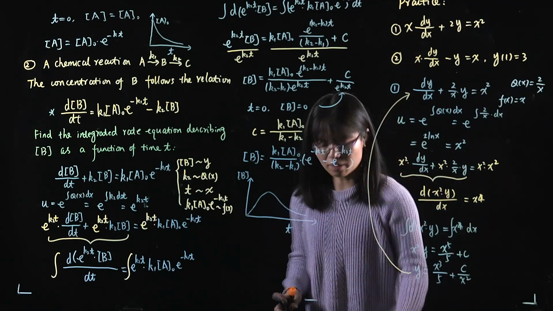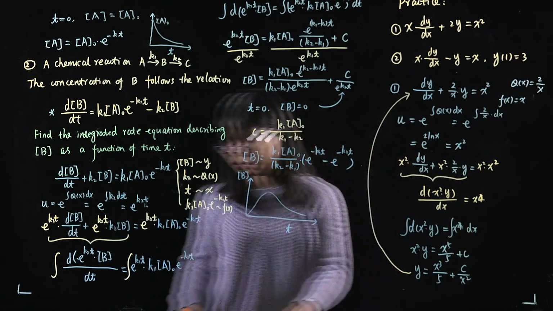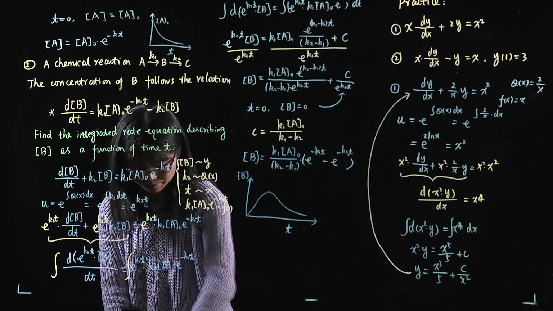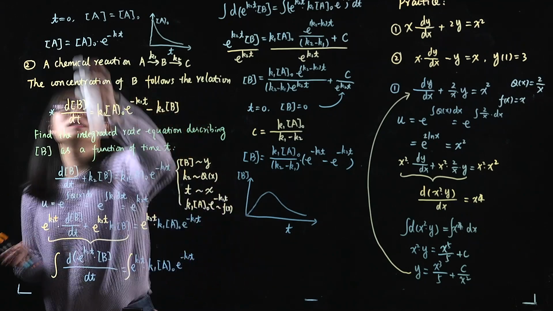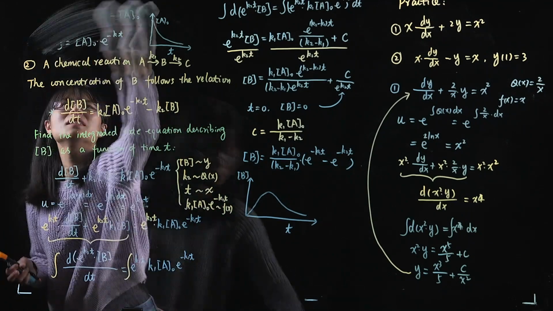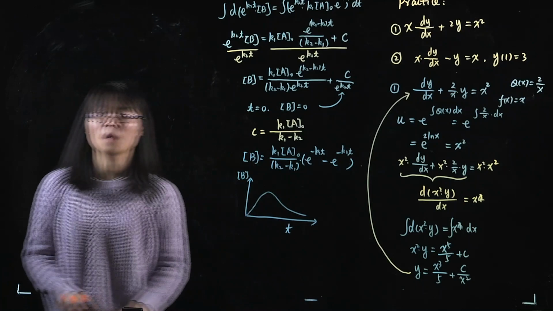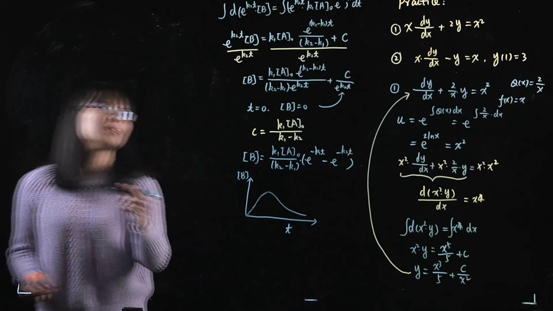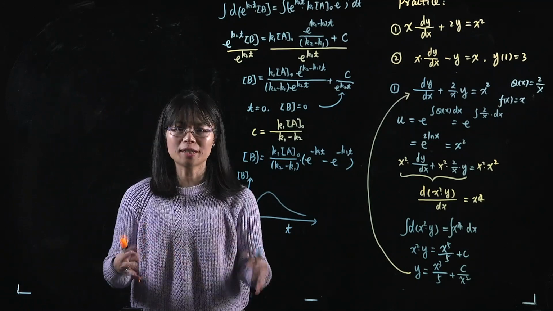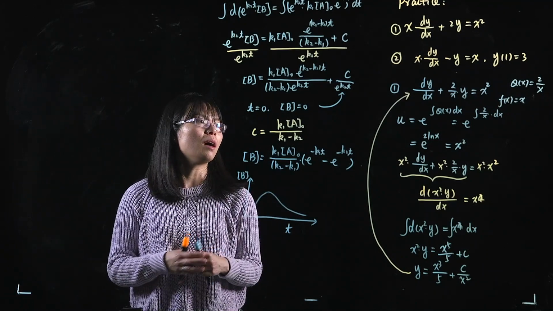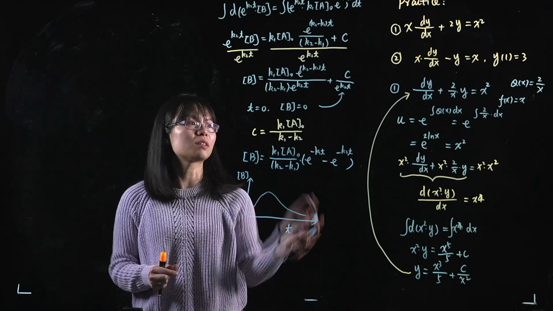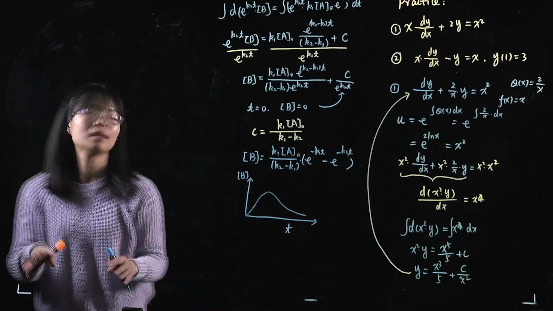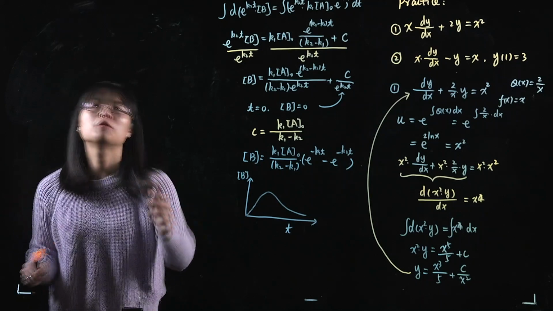Okay, so that's for the first problem. And now let's look at the second problem in the practice, which is very similar but slightly different. Let's look at the second question together. Again, we use the same strategy: we are trying to rearrange the original equation to look the same as the generic form.